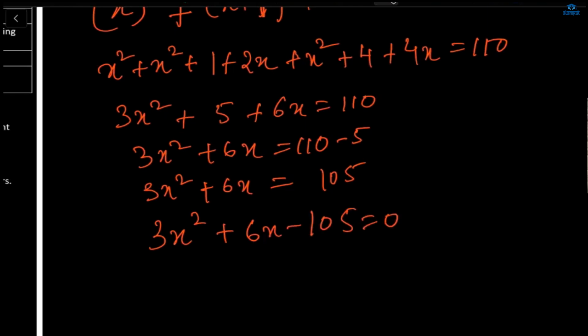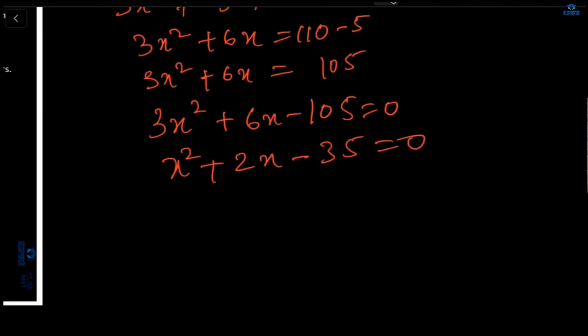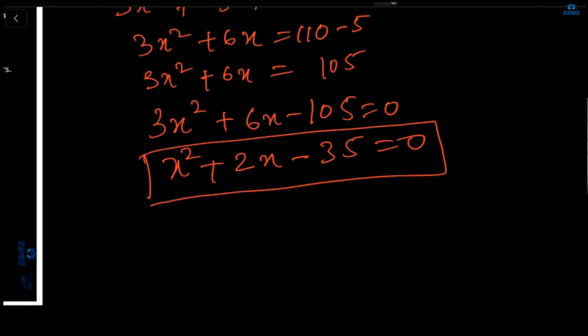Understood? Now you can take 3 as common, x square plus 2x minus 35 is equal to 0. 3 will not be equal to 0, so we are eliminating 3 here. So this is your quadratic equation. What is this? This is a quadratic equation.